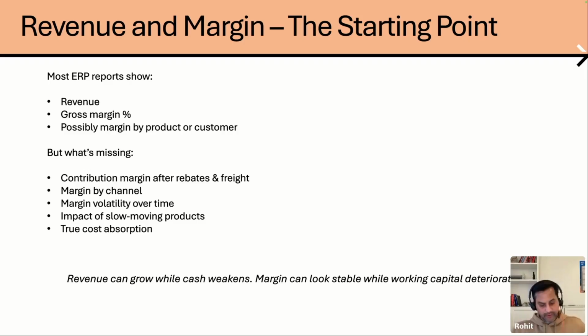All right. Okay, moving on. So what's the starting point? We're going to talk about revenue and margin. What most ERPs show you is, okay, you've got your revenue, that's your gross margin, and maybe margin by product or customer. But what generally tends to be missing in the data capture you've done is: what about the margin after rebates or freight, the net margin level? What about margin related to channel or distribution? You may have different ways that you sell the product, different channels or different brands and so forth. How do you calculate that?